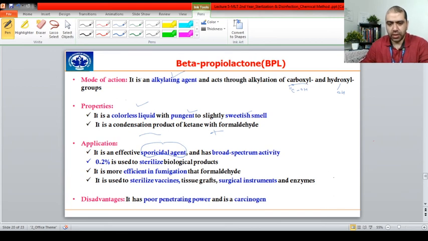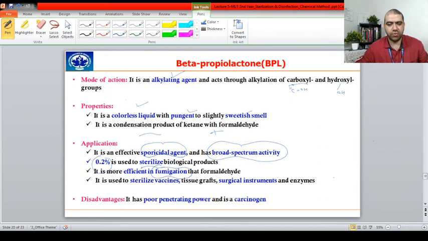Okay, and it has a broad spectrum activity. It means it can act on many different microorganisms, whether it's gram positive or gram negative. Again, using concentration, if you are using it at 0.2, it means around a quarter of a concentration. So 0.2% can be used to sterilize biological products. It's more effective in fumigation, as we talked about.